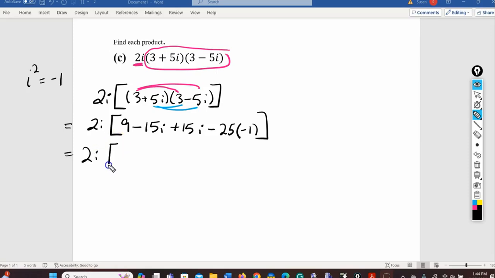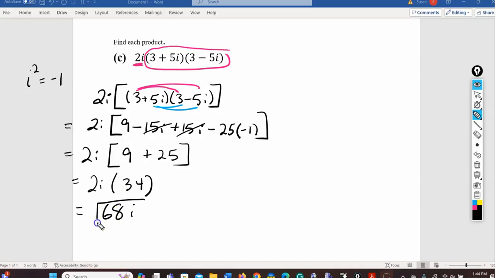I'm going to clean up everything inside here. Notice I'm going to have a 9, and then I have minus 15i plus 15i. They cancel. Then negative 25 times negative 1 is plus 25. So that's going to give me 2i times 34. And 34 times 2 is 68. So my answer should be 68i.